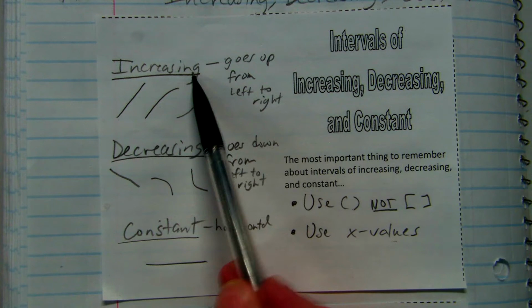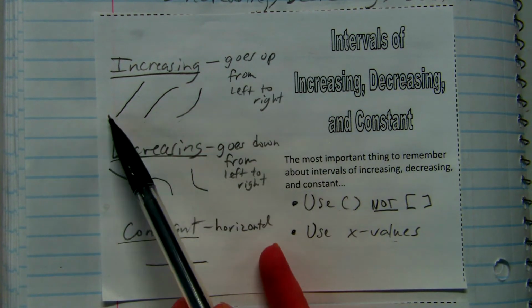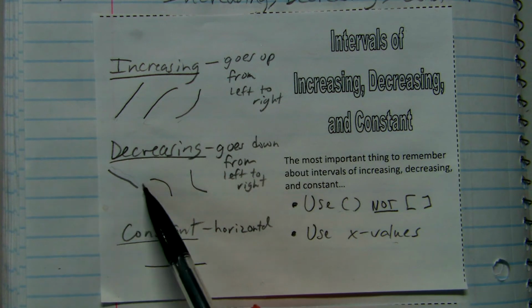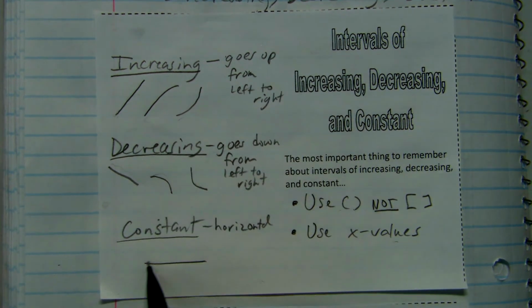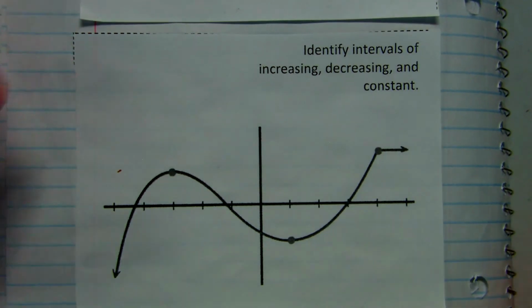Increasing parts of a function go up from left to right, so they can be a straight line or they can be curved as long as they go up overall. Decreasing goes down from left to right, so down, down, down. Constant would be a horizontal part of the graph. So what we're going to be doing is looking at a graph and talking about the pieces and what each interval is doing. Okay, so here's our first function.